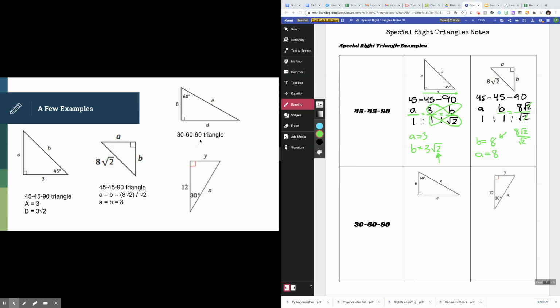All right, so let's try the 30, 60, 90 ones. Very much the exact same process, right? It's just that the numbers are a little bit trickier because the ratio is different. So here I'm still going to write 30, 60, 90. I'm going to write the side lengths that are across from those angles underneath each one. So if this is 60, that means this one is 30 in the bottom right corner. So 8 goes under 30, D goes under 60, and E goes under 90. And then I'm going to write my ratio underneath, which is 1 to root 3 to 2. All right.